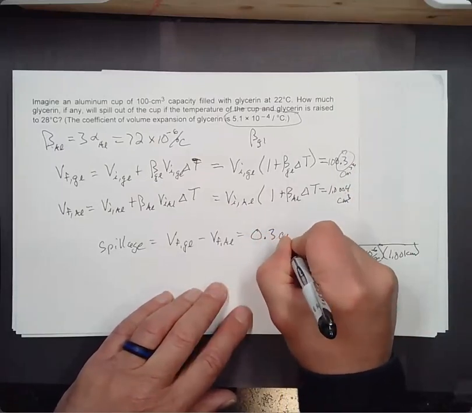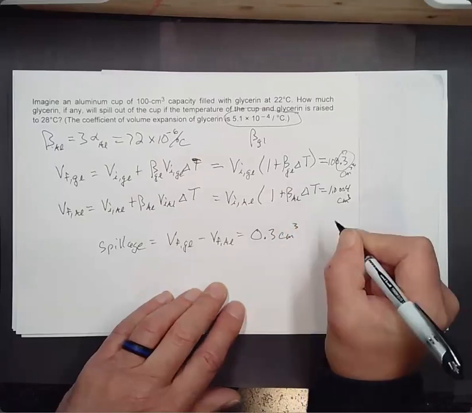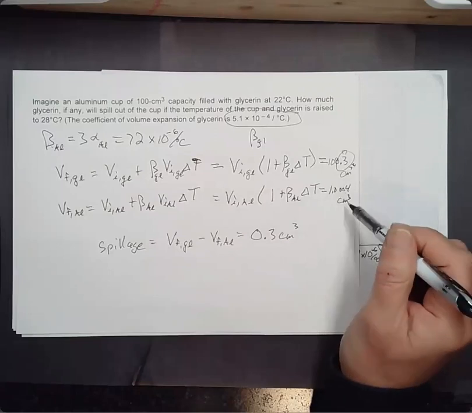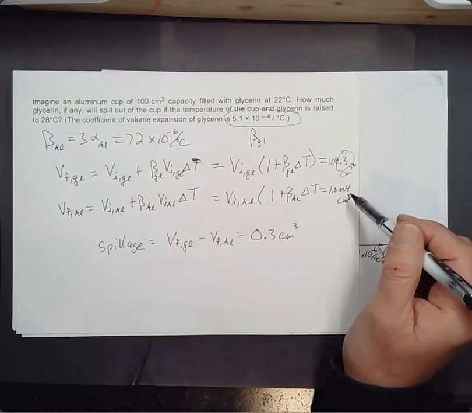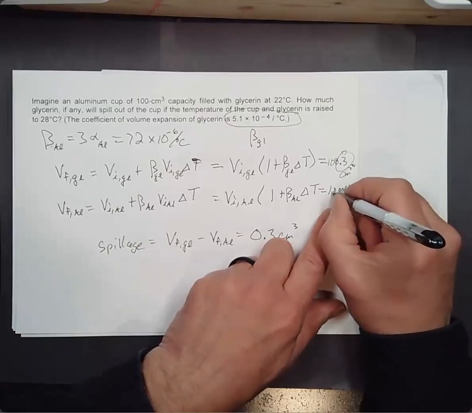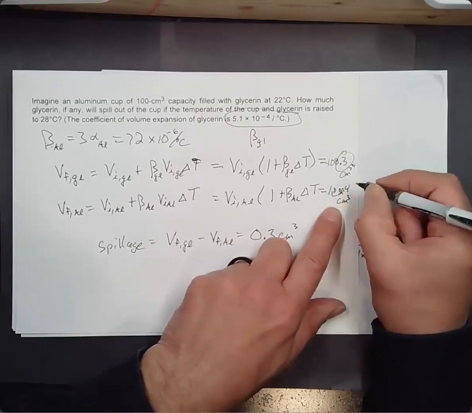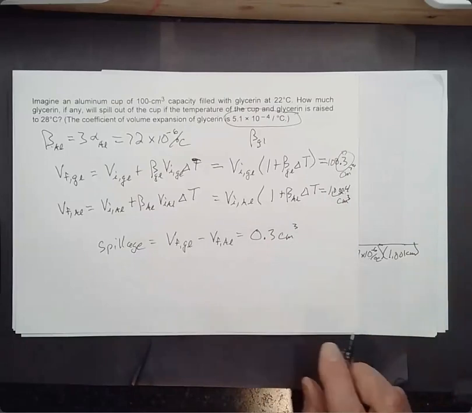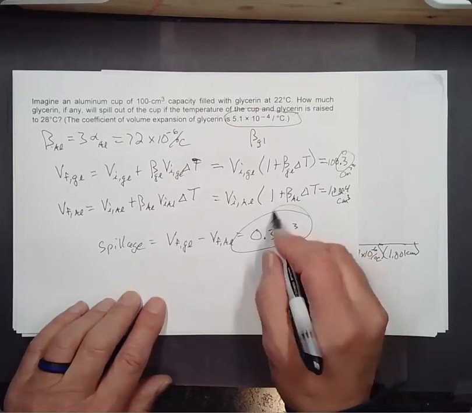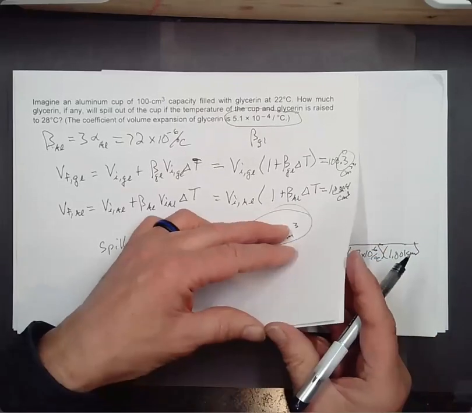And it's actually 0.3 centimeters cubed, or 0.26 if you... oh, I forgot, that's times 100. That decimal point is over there. So anyway, not a whole lot, but that's a volume change problem.